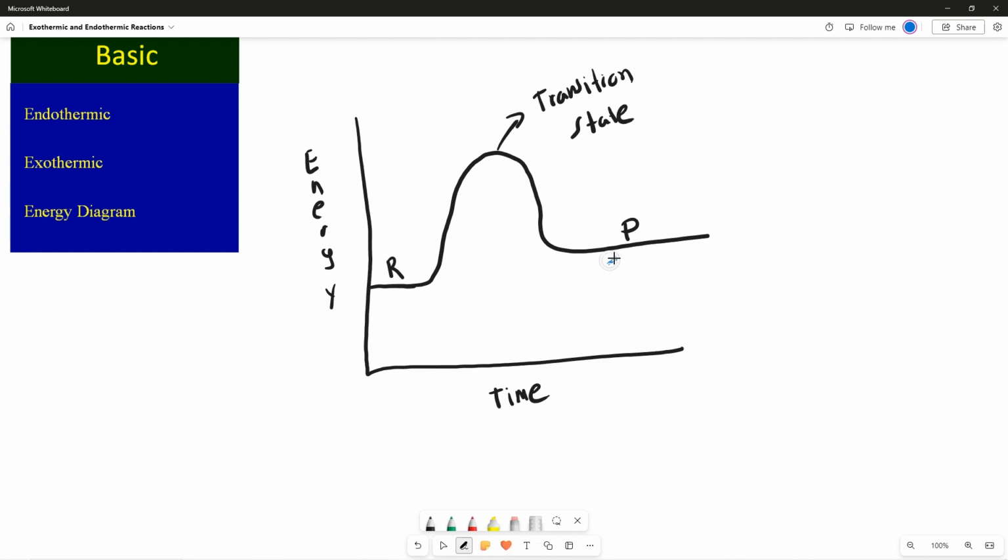But now notice how our products are higher in energy than our reactants. So this is our energy difference, and our products actually have more energy in them than our reactants. That means energy was required, or sucked in, during the reaction. This is an example of an energy diagram for an endothermic reaction. So again, remember, for an endothermic reaction, the products are higher in energy than your reactants. And in an exothermic reaction, the products will be lower in energy than your reactants.